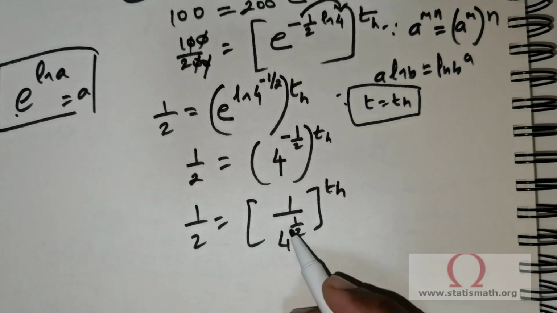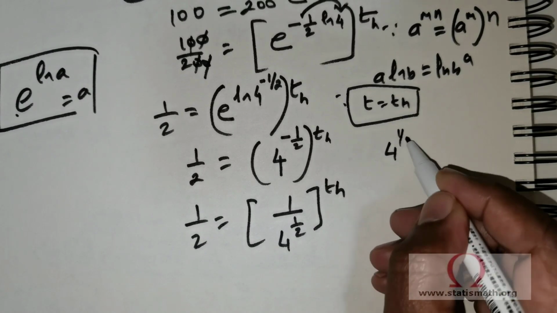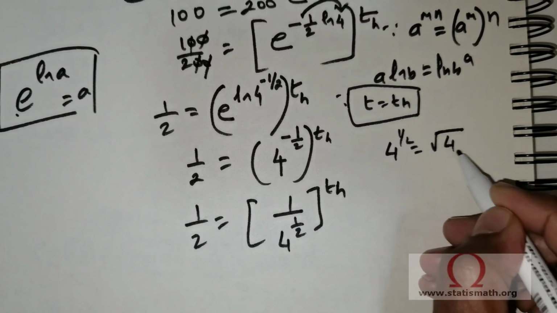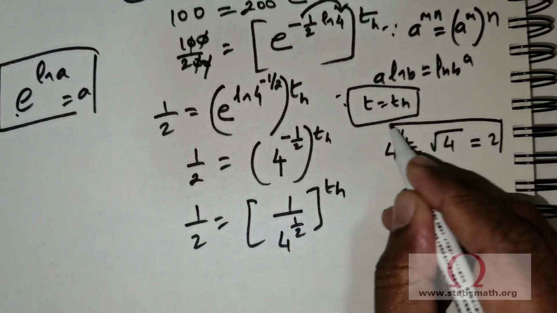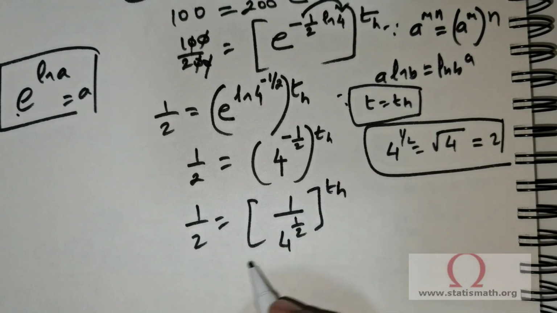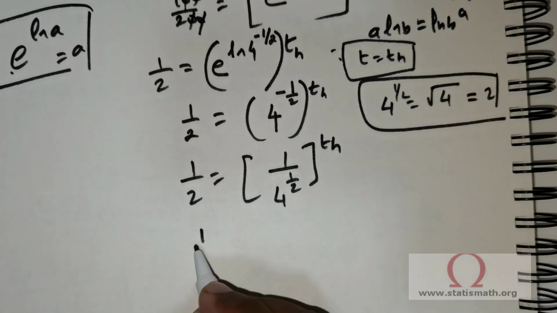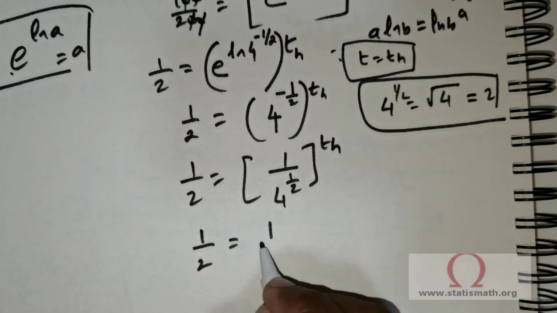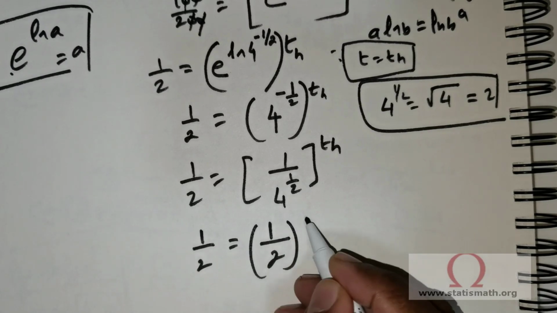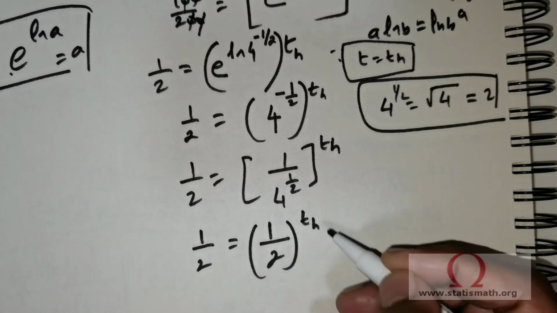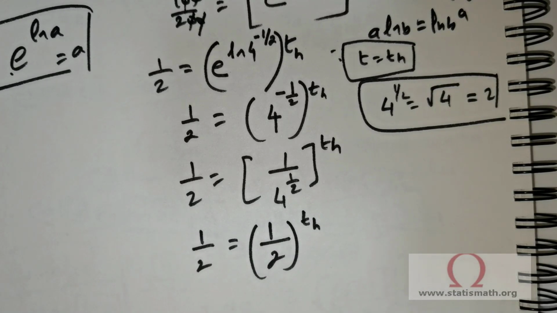Now, this is nothing but root of 4, right? 4 raised to the power 1 over 2 is nothing but root of 4, which is nothing but 2. So, if I were to substitute that, this is going to be 1 over 2 is equal to 1 over 2, that is raised to the power th. This is what I get. Now, I need to know the value of th.